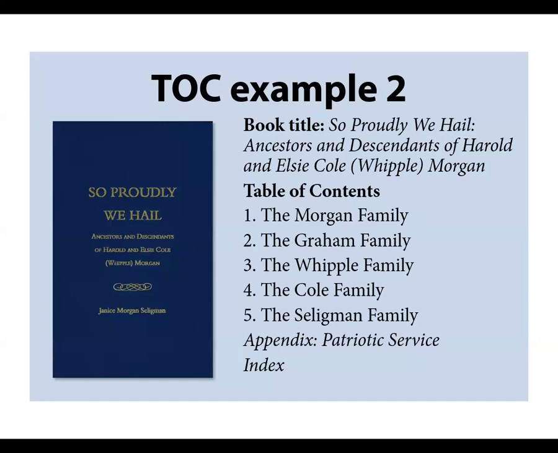In the second example, we see that the author has documented 5 different families in 5 sections. The first 4 are the ancestors of Harold Morgan and his wife, Elsie Whipple. The 5th is the author's allied Seligman family, allied meaning a family that married into one of the 4 main families. The appendix for this book gives details about something that was very important to this author, family members who served in the military in nearly every American conflict. This book is shorter, 460 pages. Here again, the title and subtitle tell us exactly what we're getting, not only ancestors, but also descendants of this one couple.